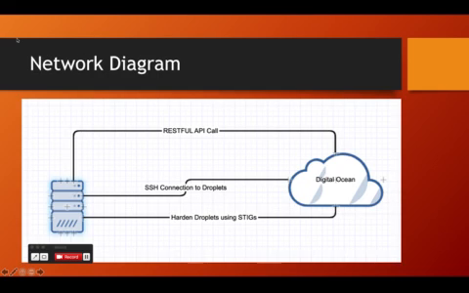Here's a brief network diagram showing how this system is set up. First, a RESTful API call is made from the server, in this case our Ansible server, but it can really be any computer since we're working in the cloud. That call is made up to DigitalOcean to create the two droplets. Once the droplets are created, an SSH connection is initiated between the server and the droplets. Once that connection is made and the server is able to control the droplets that were created, it can then begin to harden the droplets using the STIGs that we have created.